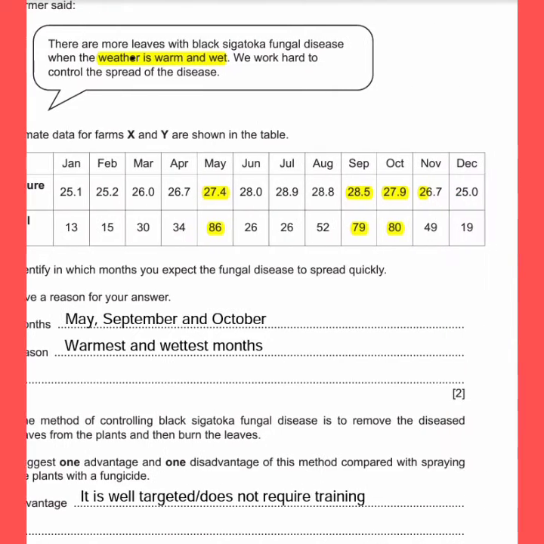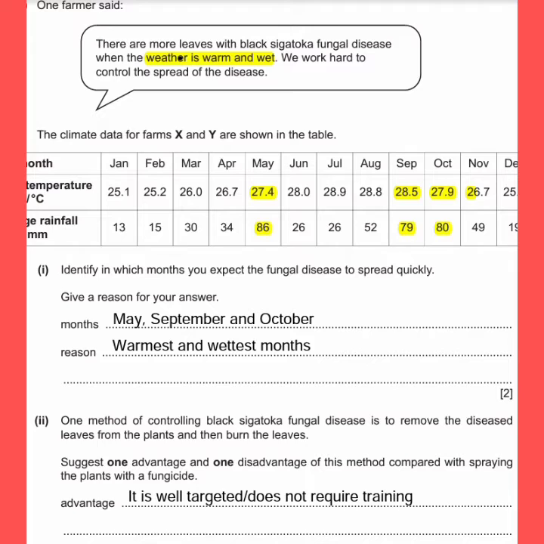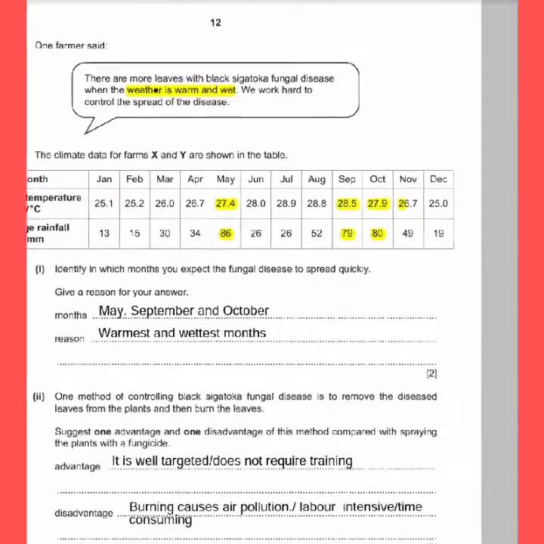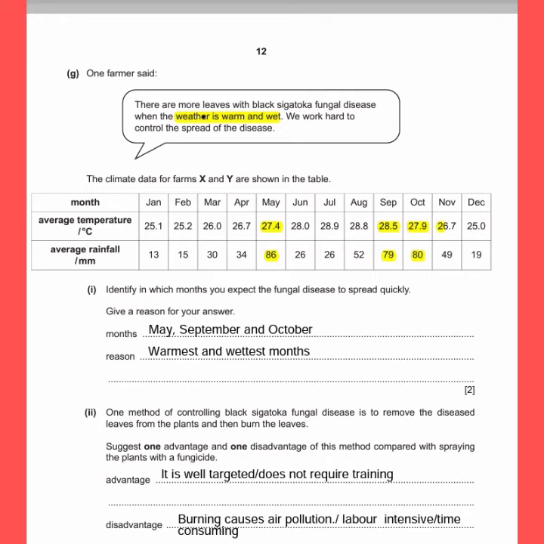Okay, so just look through the table again, and you're gonna see that May, September, and October are the warmest and wettest months. And of course, that is going to be the reason as well why this disease is spreading quickly in these months. Then they're saying one method of controlling black sigatoka fungal disease is to remove the disease leaves from the plants and then burn the leaves.